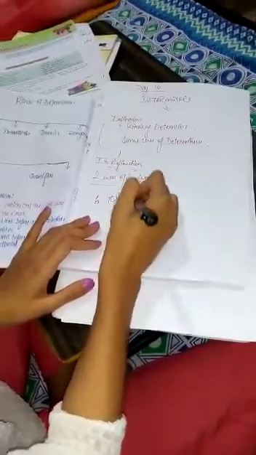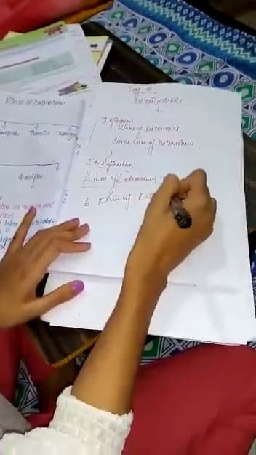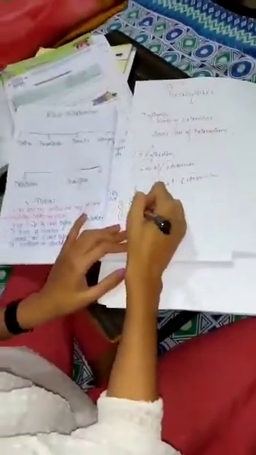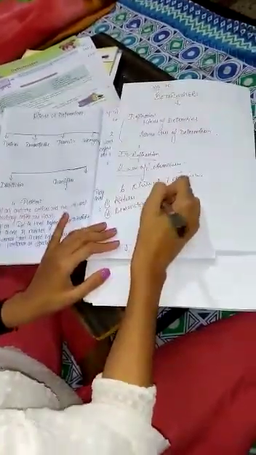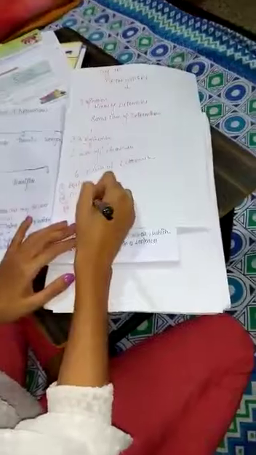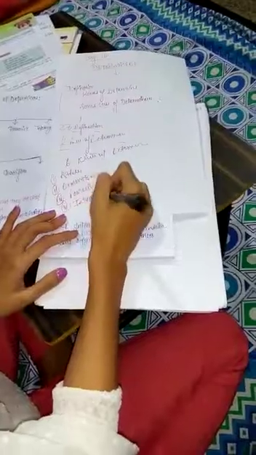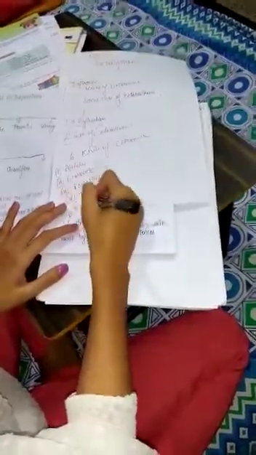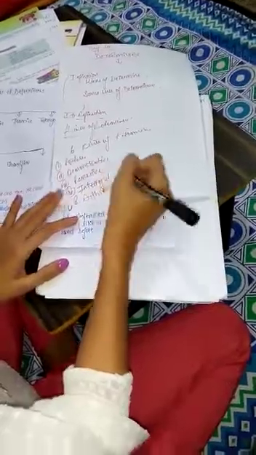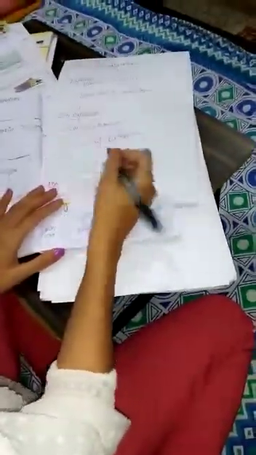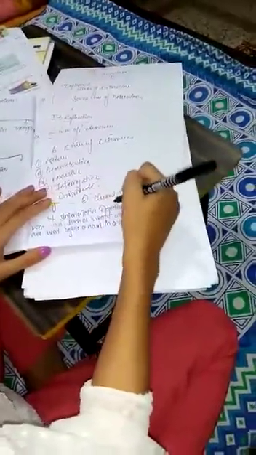So there are basically 6 kinds of determiners. First is article, then second demonstrative, then third is possessive, fourth is interrogative, fifth is distributive, last but not least is the quantifiers. So basically there are 6 kinds of determiners: articles, demonstrative, possessive, interrogative, distributive and quantifier.